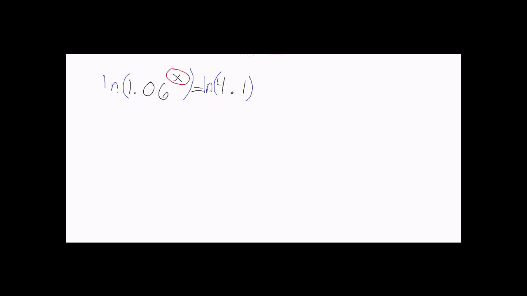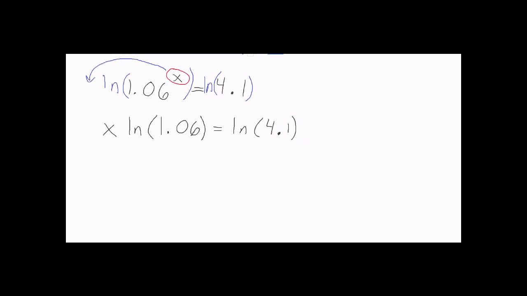Now, ln of 4.1 is just some number. It's a decimal. I'm not going to find out what it is. I'm going to leave it as ln of 4.1. And when I take ln of this side over here, now we can bring this x down to the front, which is what natural logs are good for here. They help us out. So we get x times the natural log of 1.06, which is, again, just some number. It doesn't matter what it is, equals ln of 4.1.